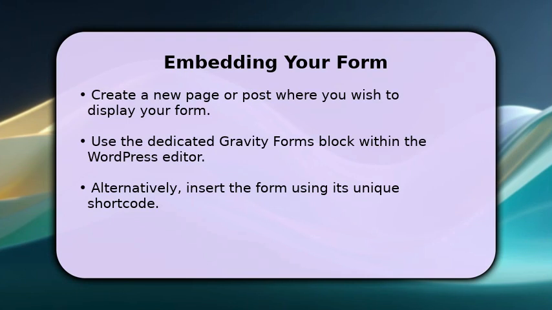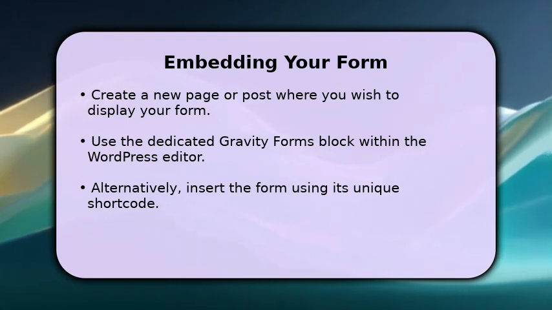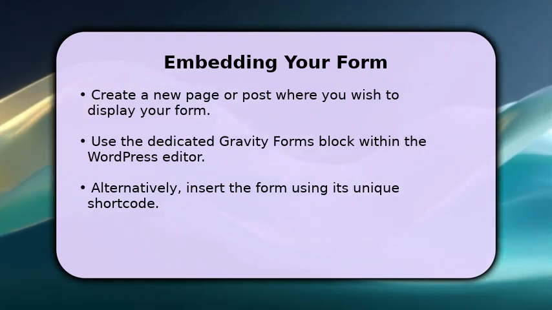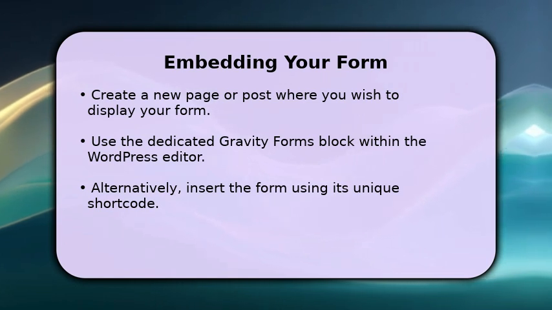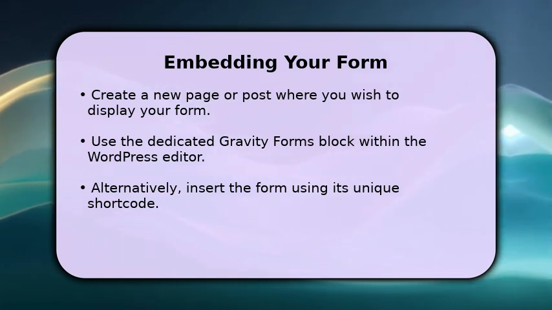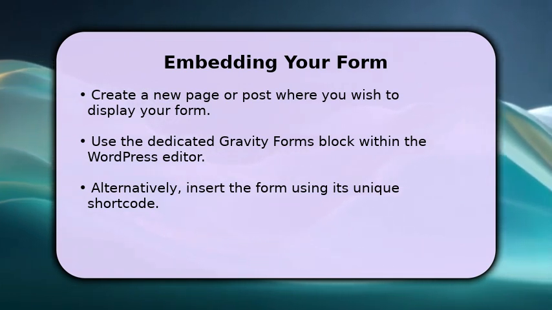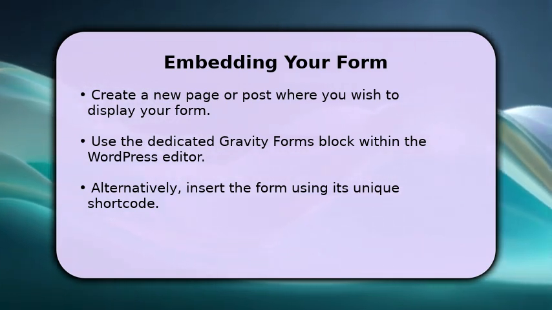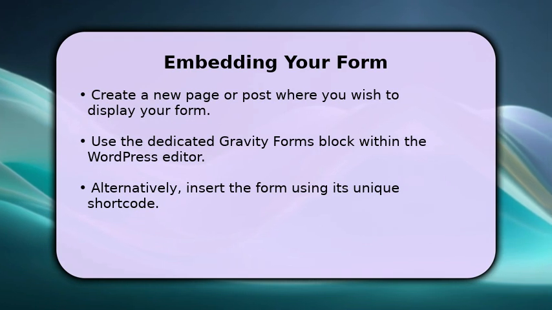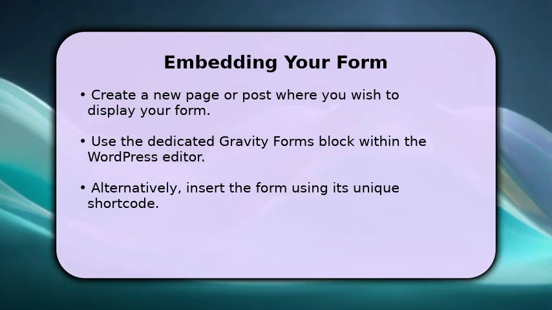The final step is to embed your newly created form onto your website. Simply create a new page or post in WordPress where you want the form to appear. Within the WordPress editor, you can easily add the Gravity Forms block and select your form from a drop-down menu. Alternatively, you can use the form's unique shortcode.